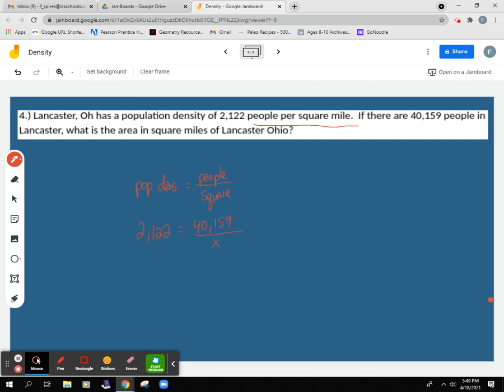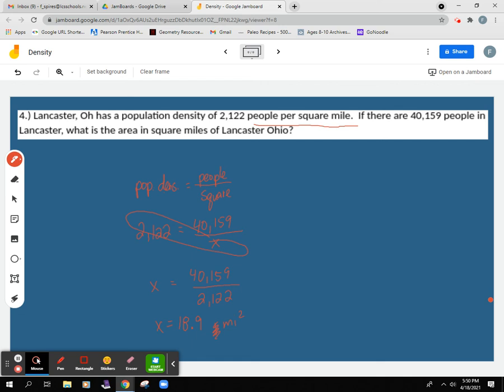We've seen this before with trig. If the variable's down low, switch them. So the x pops up and the 2,122 drops down. And now I'll just divide that. 40,159 divided by 2,122, and I get 18.9 people. I'm just joking. This is the area, so that would be miles squared. Okay? Very cool. We just calculated the area of Lancaster working backwards.